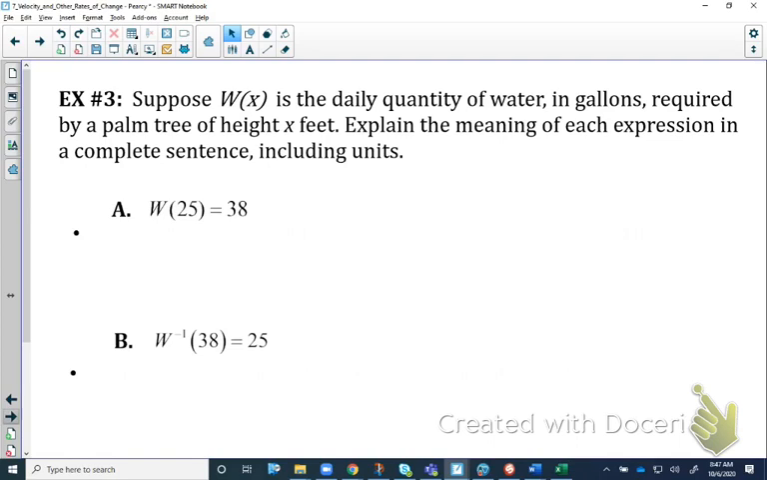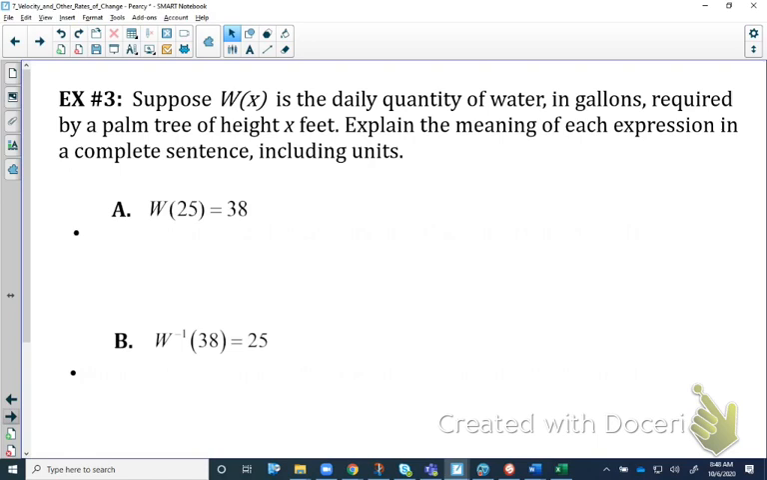Here, example 3, suppose we have function W, and that is going to be the daily quantity of water in gallons required for a palm tree of some height in feet. Explain the meaning of each expression. Now, if you want to try to answer these in advance, go ahead and pause the video and see if you can actually answer these and interpret the meaning of them.